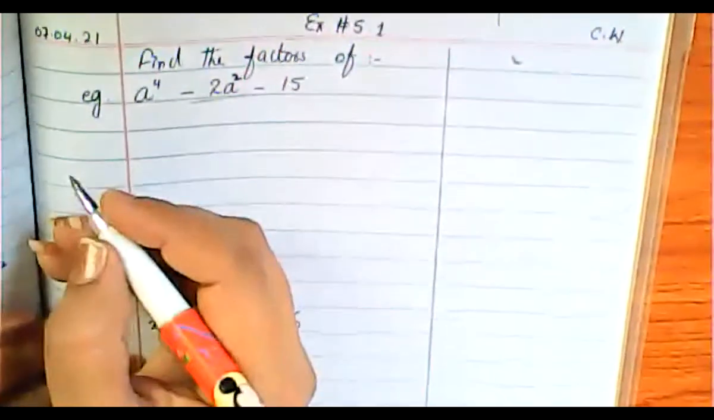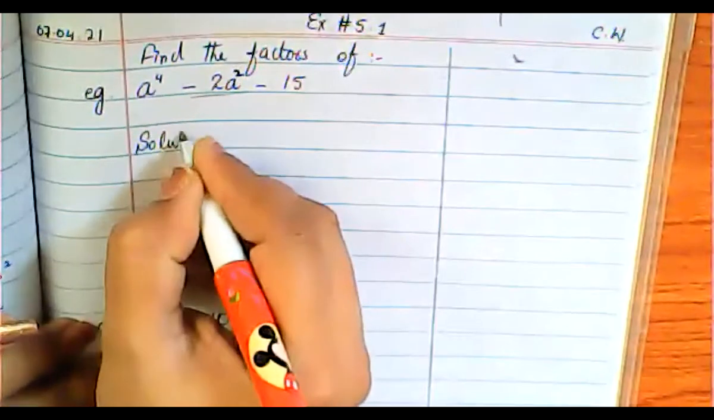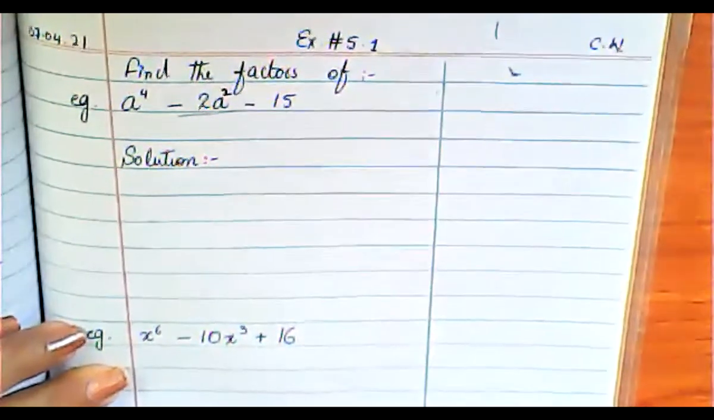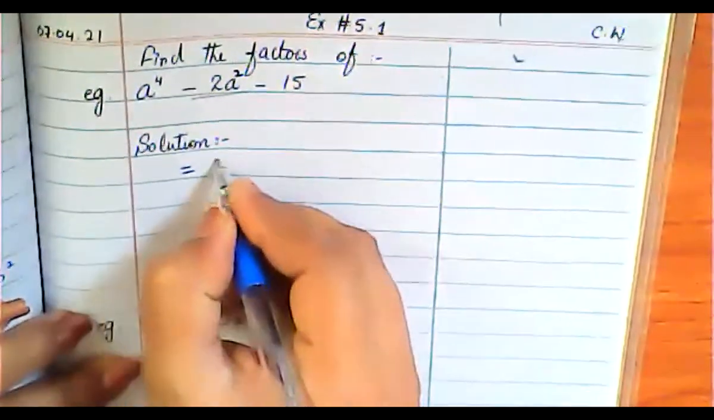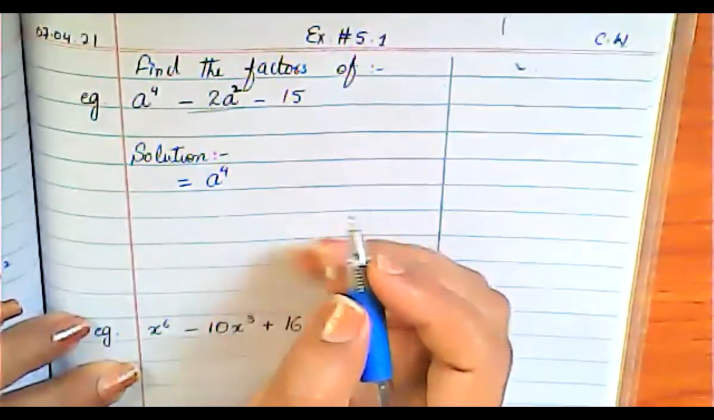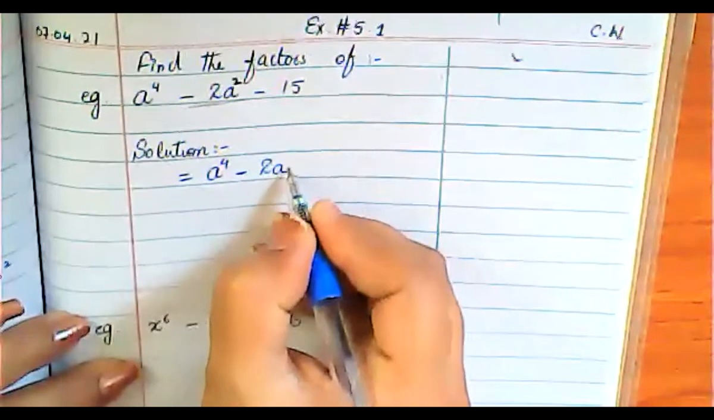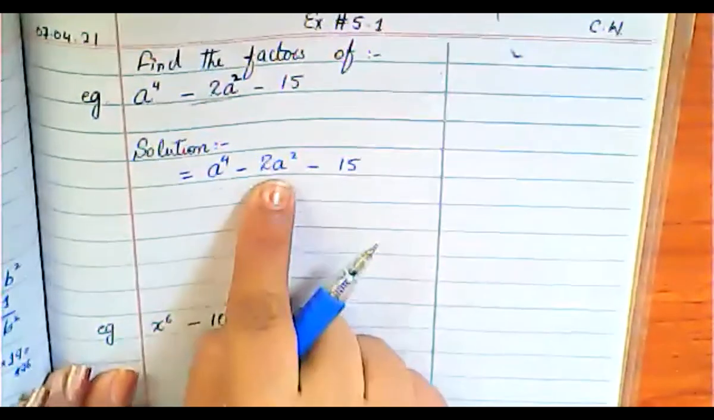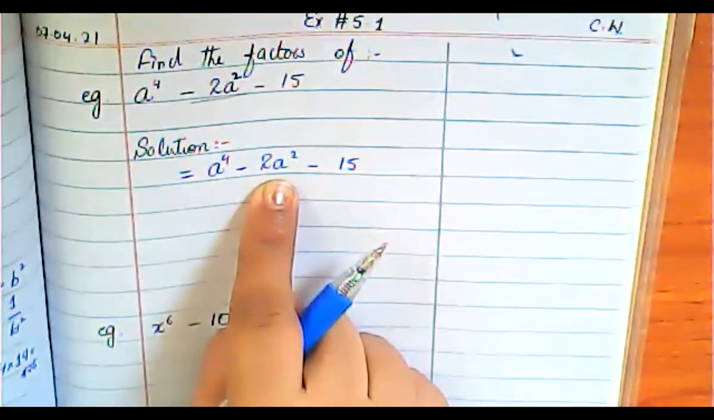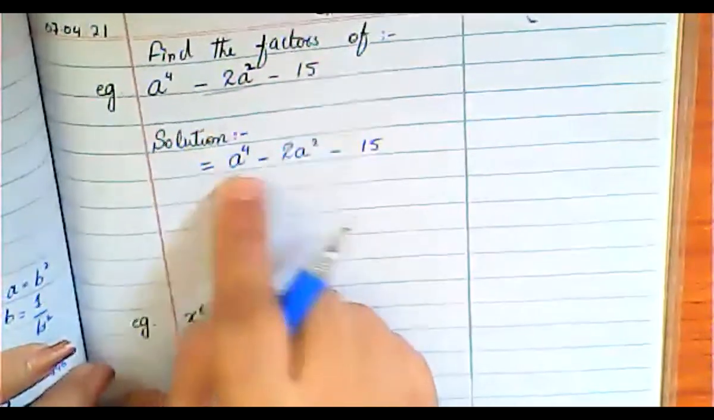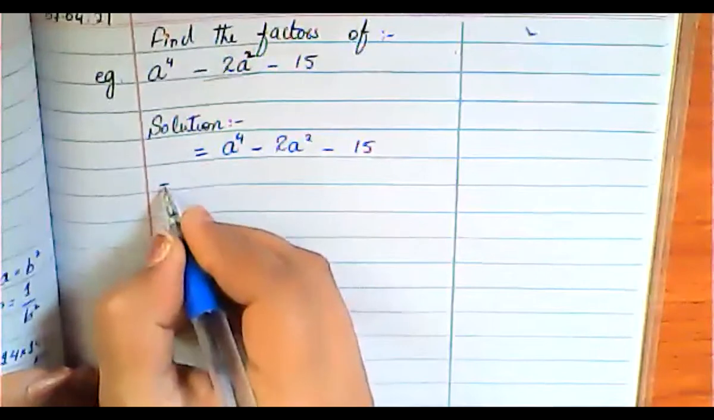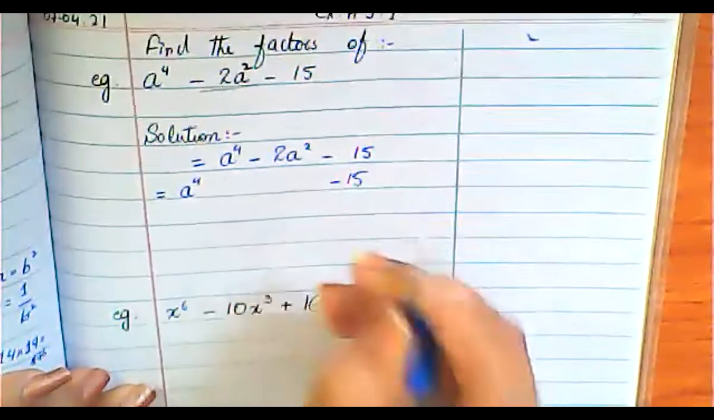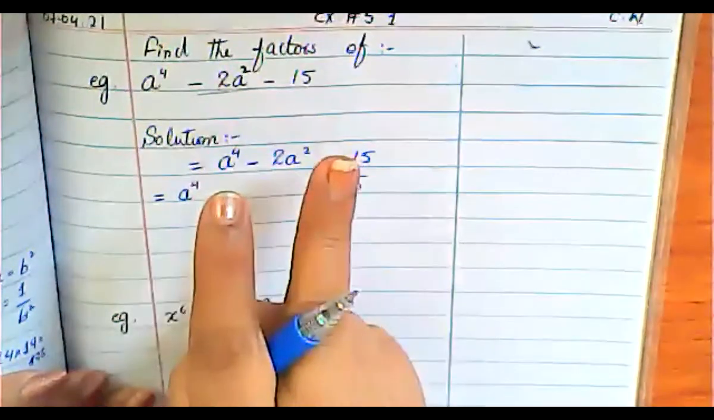So first, you will write down the heading of solution here, and then you will copy down the question. What is your question? a4 minus 2a square minus 15. And you have to break this middle term into two terms. The first and the last term will remain the same. So in the next step, the first term, that is a4, and minus 15 will remain the same, and you have to break this 2a square into two terms.